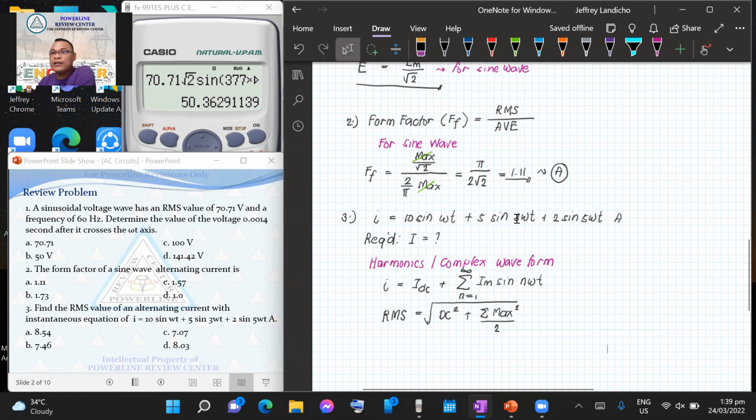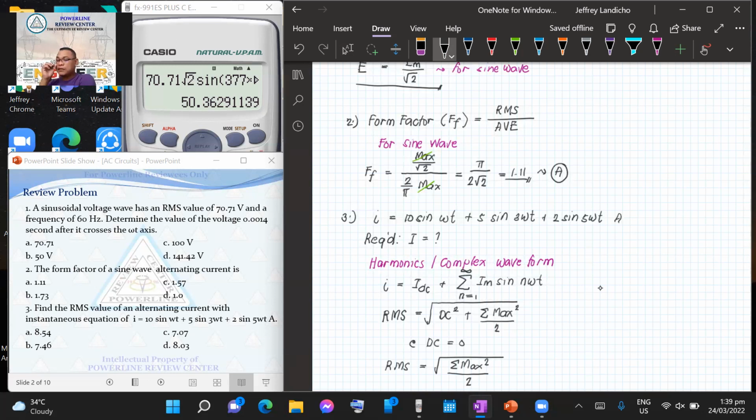So third harmonics, since the frequency is now multiplied by 3. And this is the fifth harmonics, so on and so forth, if there are more. Since there is no DC component, let us say the DC component is equal to 0. Therefore, the RMS value for your complex waveform is simply the square root of the summation of the maximum value per harmonics squared, divided by 2.